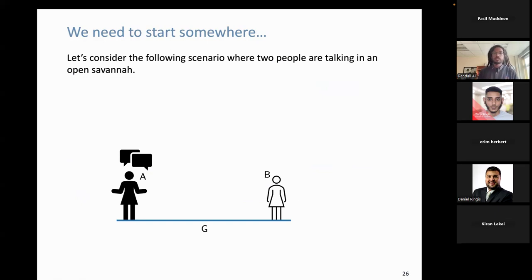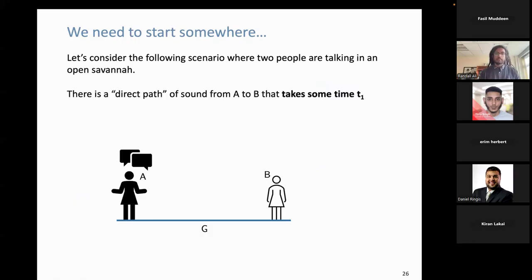So let's think about this really simple scenario. We've got two people talking in a savanna, a big open space, in Queen's Park Savannah, wherever, and they're just talking. So what's physically happening? Well, I'm going to use letters to refer to the different positions. Person A talks to person B. There's some time, which I'll denote as T1, in milliseconds or whatever units you want to use, that it takes for the sound to arrive from A to B.